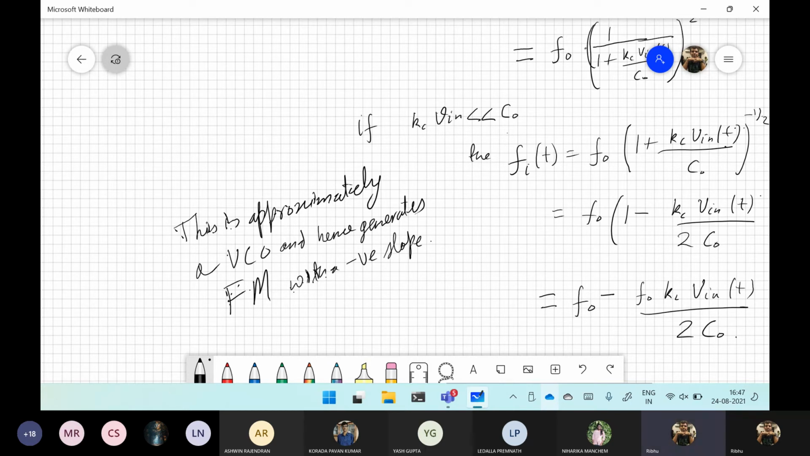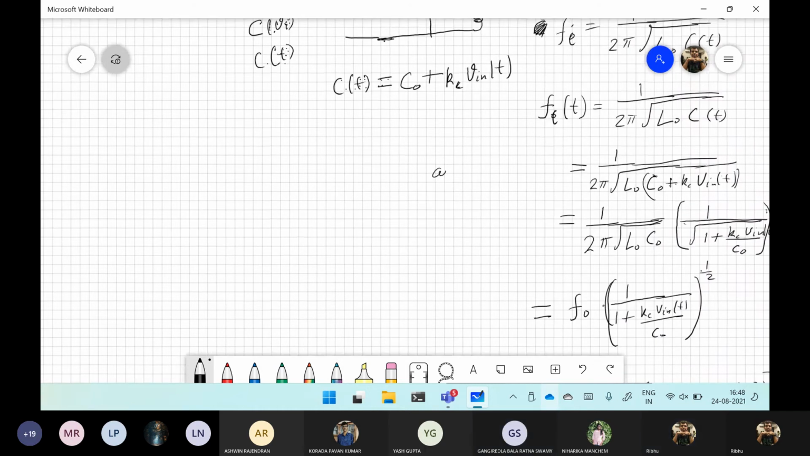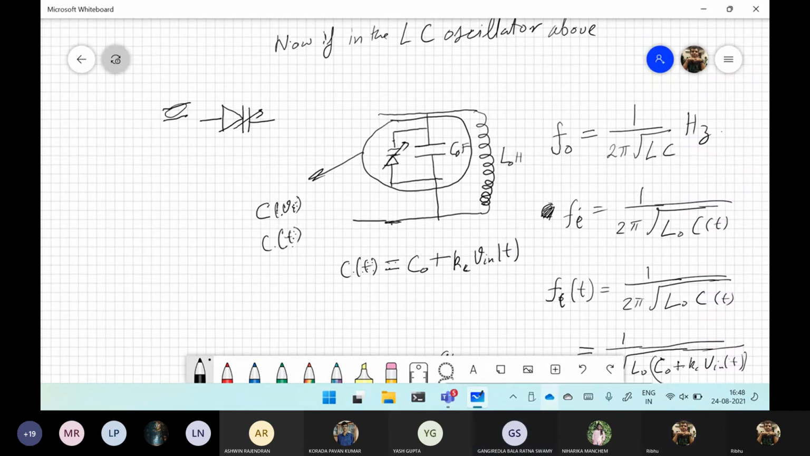Sir, V in is not controlled by us. It is the output of the oscillator. No, V in is not the output. V in is the input, Bala. We apply this V in externally to the varactor diode. There is no V out actually. We are only interested in the frequency.